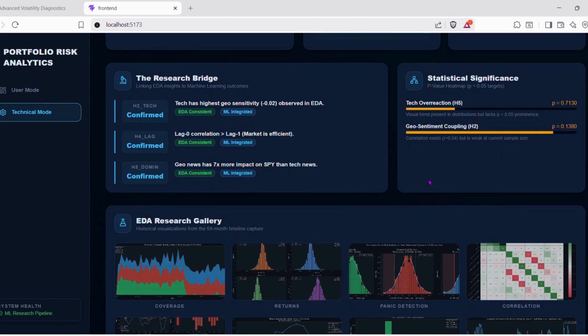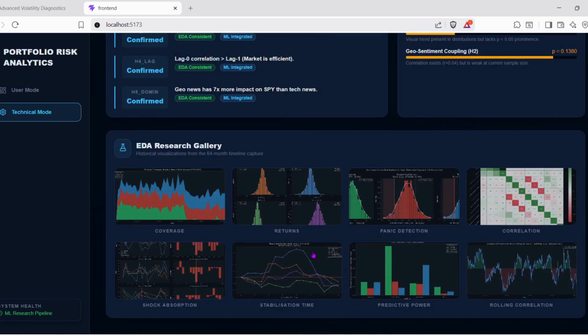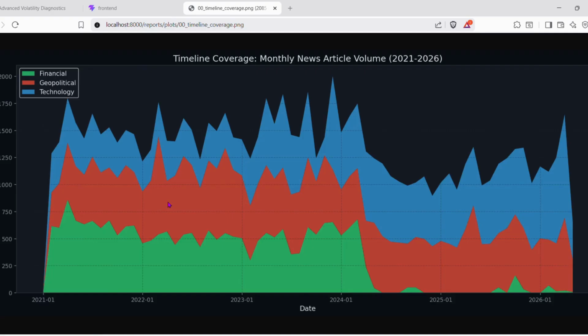So here, what we are trying to see in the research bridge is how our mapping is done from the EDA and the hypothesis questions that we had stated to the machine learning models that we have integrated. And here we see our EDA that was calculated for the given data. To see it briefly, for the first one, we have the volume of articles that were scraped for every type of news domain, green being financial, red being geopolitical, and blue being technology.